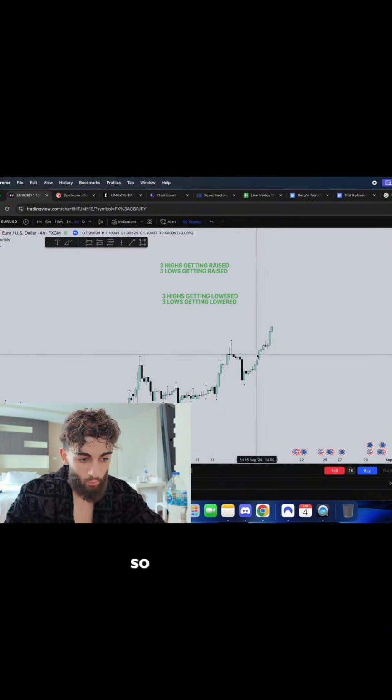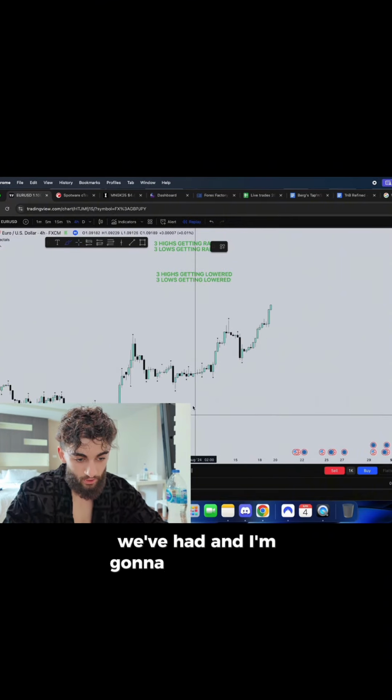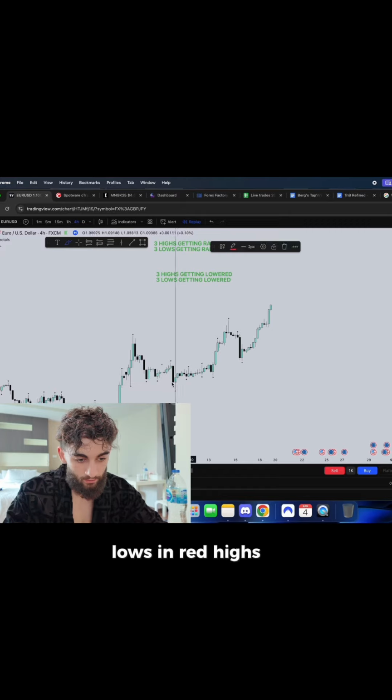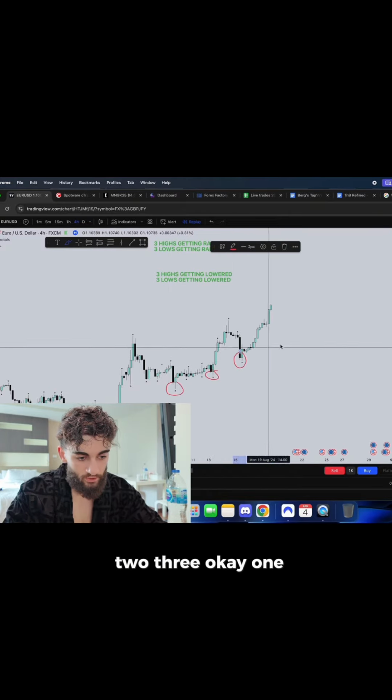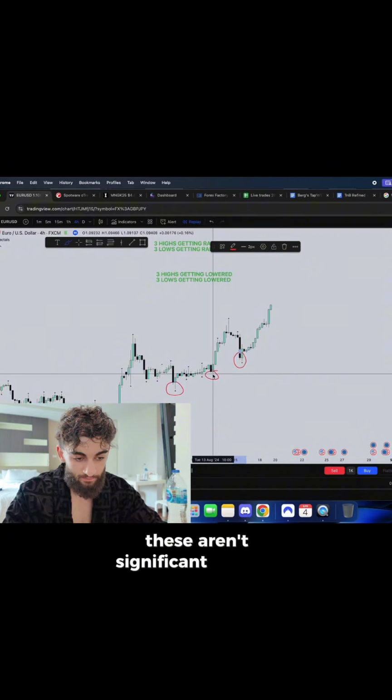Okay, so what have we had? We've had, and I'm going to circle this for you guys, lows in red, highs in green. 1, 2, 3. Okay, 1, 2, 3. I'm not counting these. These aren't significant enough for me.